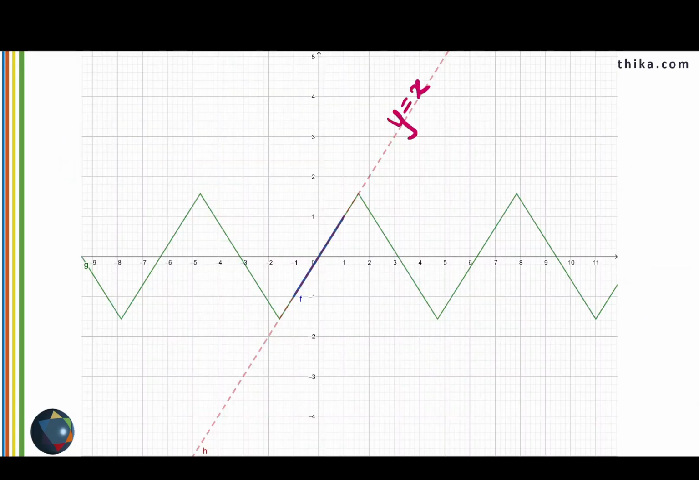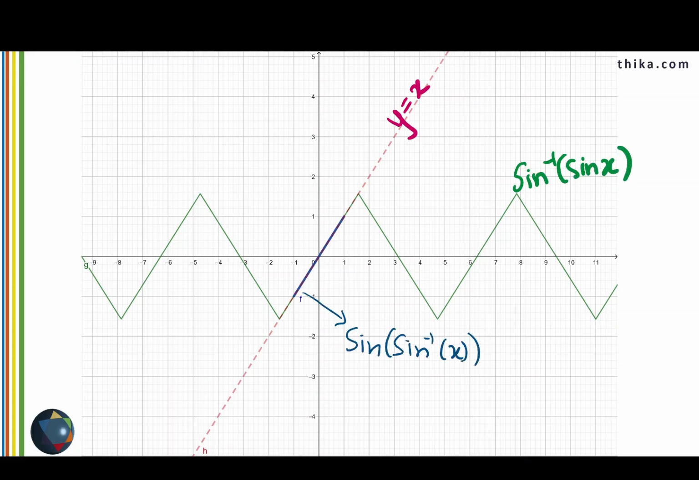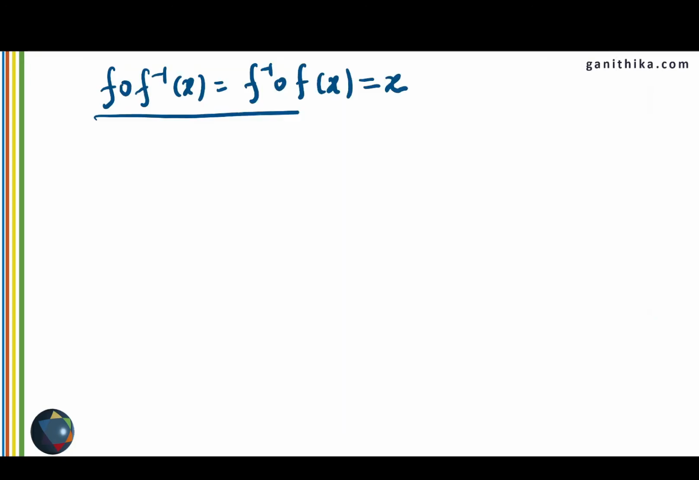Consider this graph. This is y equal to x, and this is sine inverse of sine of x, and this is sine of sine inverse of x. You can see that all the three of them coincide only in this small region, which is between negative 1 to 1. Now let's consider this for cos.